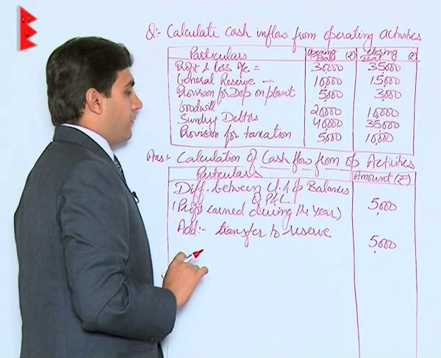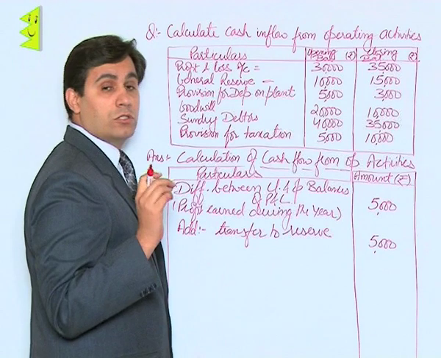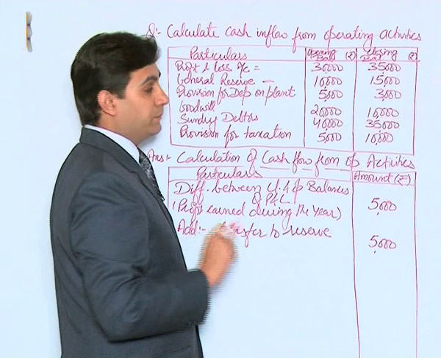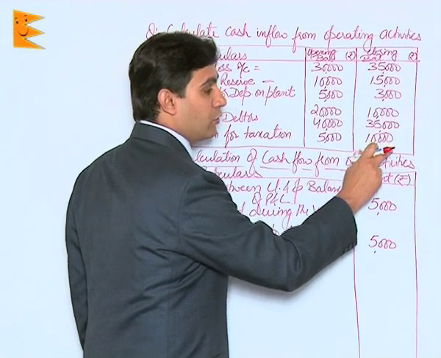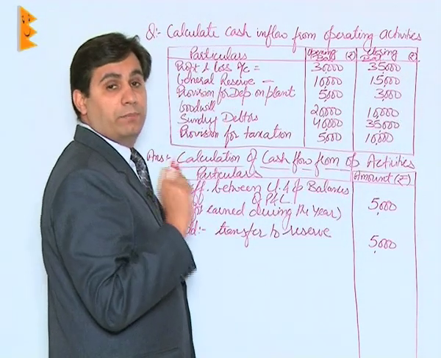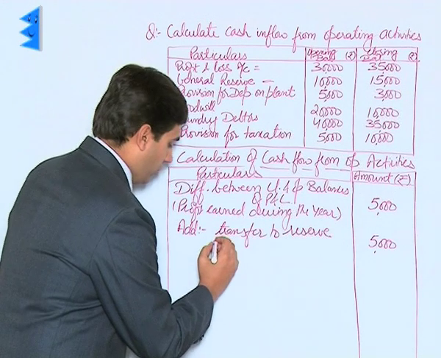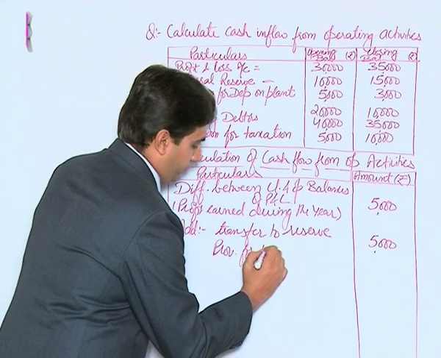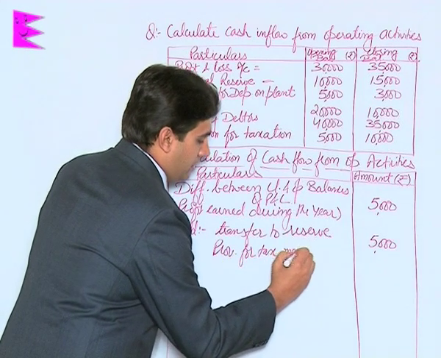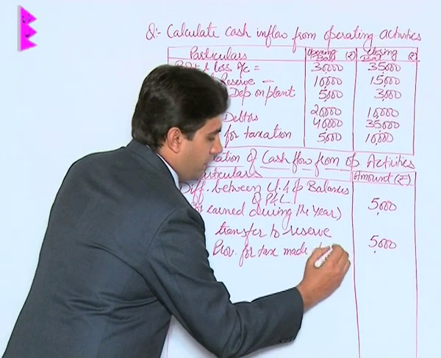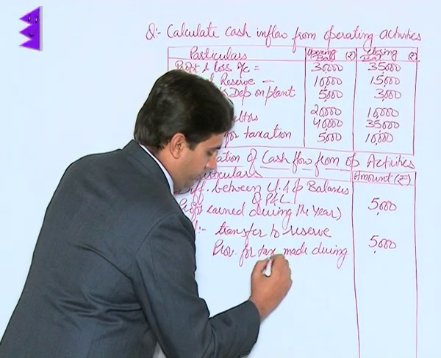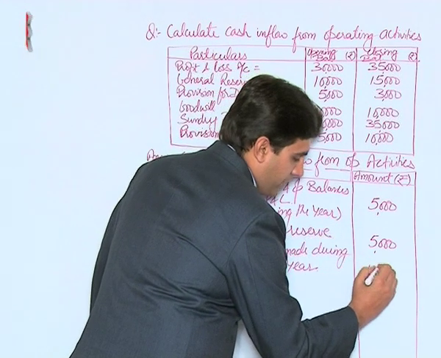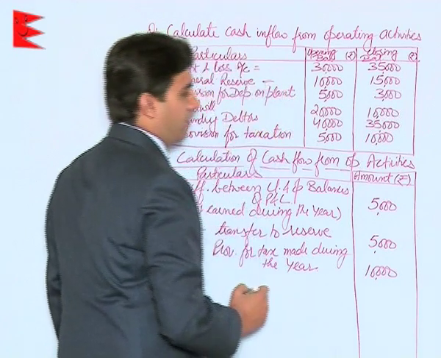Then provision for taxation is also an appropriation. But in this case, as I had discussed earlier, the current year figure or the closing balance would be taken as the complete appropriation. So provision for tax made during the year. This comes to rupees 10,000.